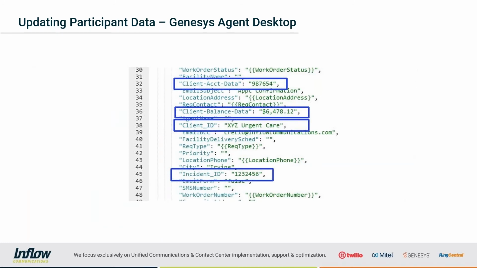And here's an example of a conversation that was updated with very specific account information or participant data. You'll see at the top here, we put the client account data here, and the account number is 987654. We put the client balance data here, which is $6,478.12. The client ID is XYZ Urgent Care, and then the incident ID is 1232456. Now that information would have never existed inside the Genesys Cloud reporting unless we insert it. But the value to the customer in using data this way means that they can parse their data and reporting to be very specific for their customer.